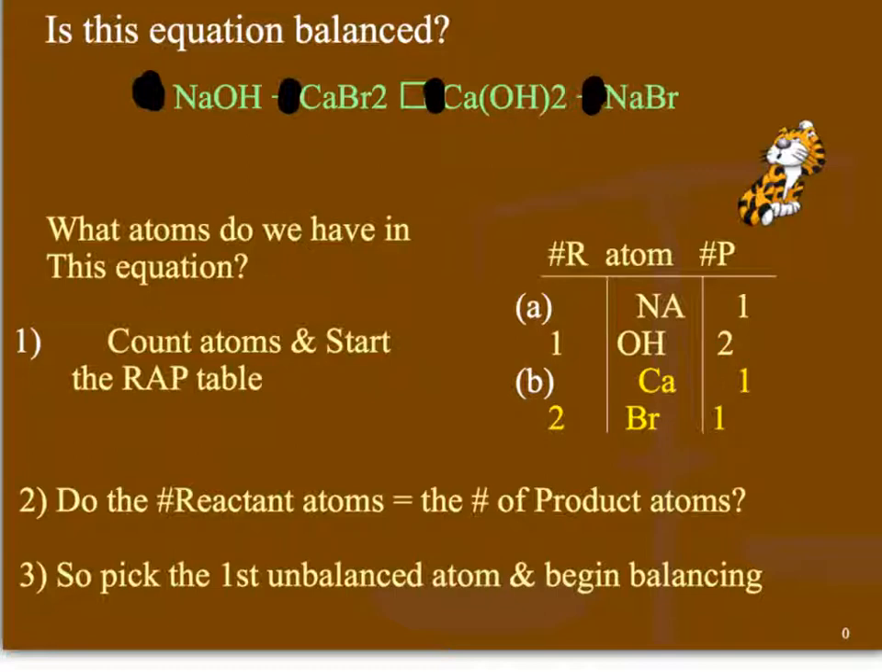1 and 2. We have one calcium here. We have one calcium here. So we write this down. We have two bromines here. We have one bromine here. We've written that down. So as we look at our equations, our hydroxides are not balanced and our bromines are not balanced. So we need to add numbers in our boxes so that we can balance out all of our elements.